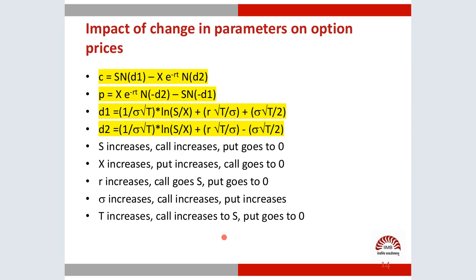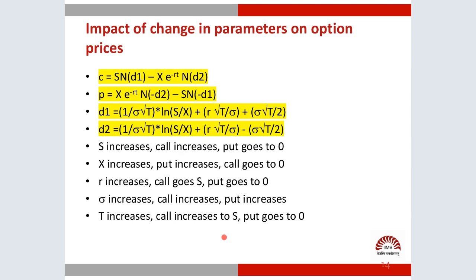But in the third term, sigma is in the numerator. So sigma goes to infinity, sigma root T also goes to infinity. Therefore, D1 goes to infinity. And by the same logic, D2 goes to minus infinity because the first two terms go to 0, but the last term is sigma with a negative sign, so it goes to minus infinity. Right? So D1 goes to plus infinity, D2 goes to minus infinity. If D1 goes to plus infinity, ND1 goes to 1. If D2 goes to minus infinity, ND2 goes to 0.